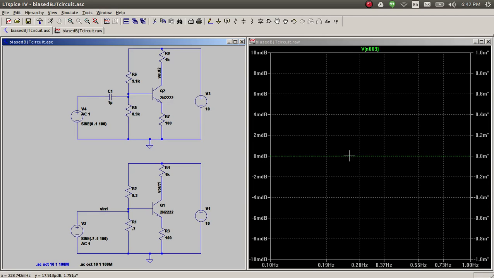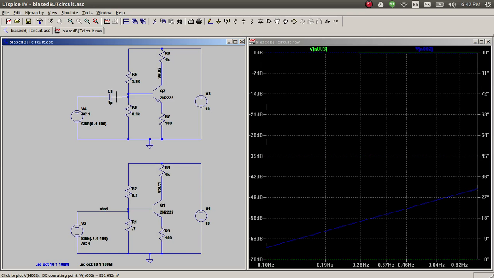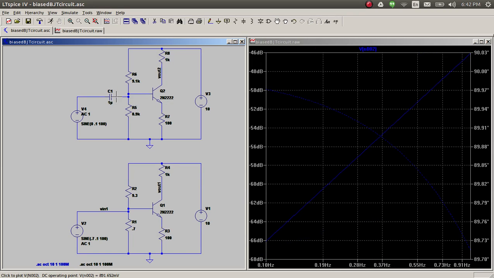This says that the input is 1. If I apply an input of 1, that is 0 dB, which is 20 times log 10 of 1. Log of 1 is 0, so that's 0 dB. And there are two things I see in this plot: a dotted line that's going down, and a solid line that's going up.